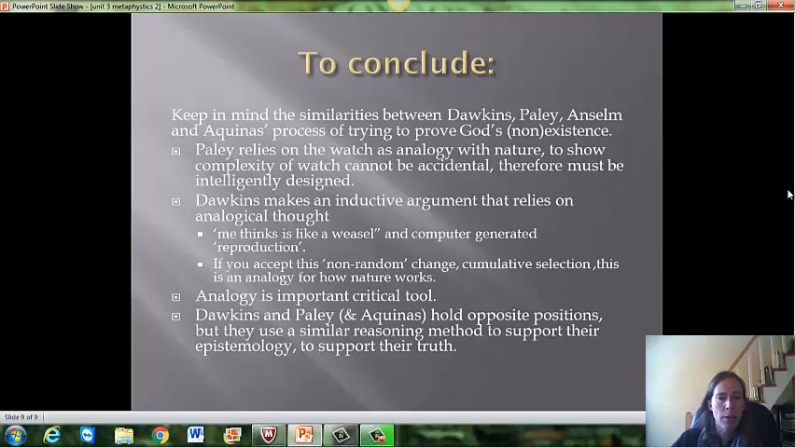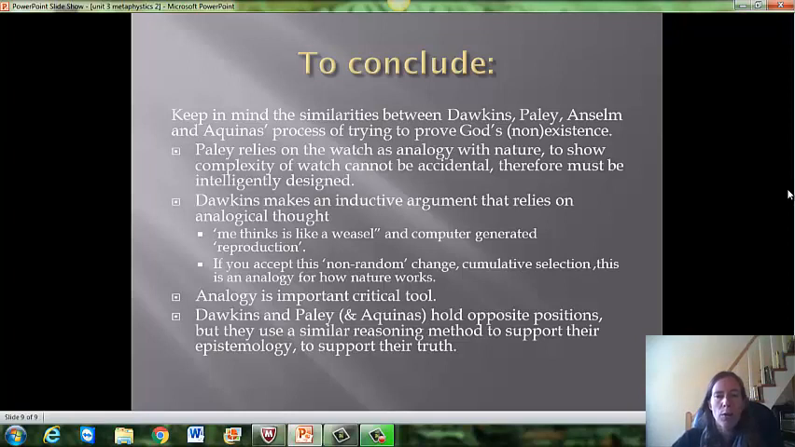Dawkins is also making an inductive argument that relies on analogical thought. That sentence, "methinks it is like a weasel," is a computer-generated form of reproduction, and he shows how that's a non-random change. Cumulative selection is a series of non-random changes, and that's an analogy for how nature, the universe, works. So what he's saying is that analogy is an incredibly important critical tool, a way of reasoning. Dawkins and Paley, as well as Aquinas, because I think we could throw Aquinas in here under analogy as well, hold opposite positions, but they're using a similar reasoning method to support the truth they arrive at, even though it's the completely opposite truth.